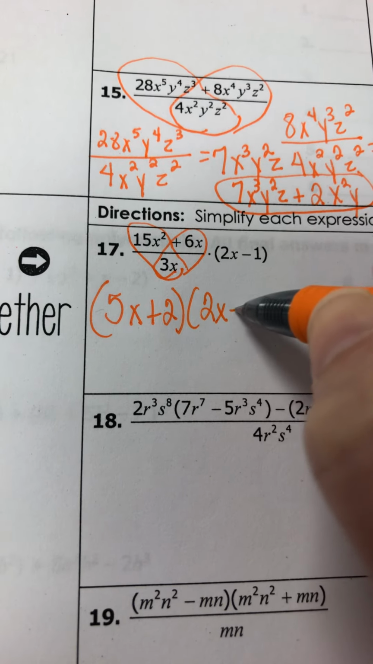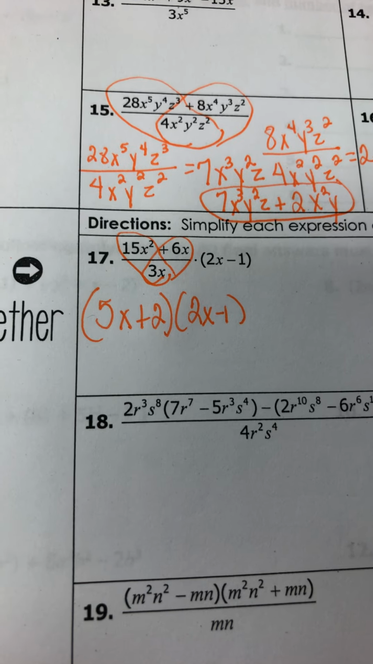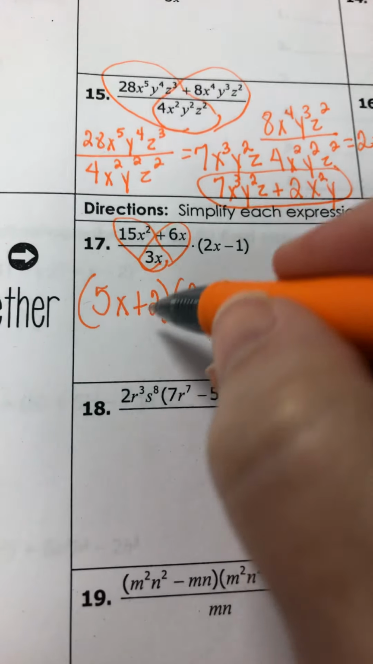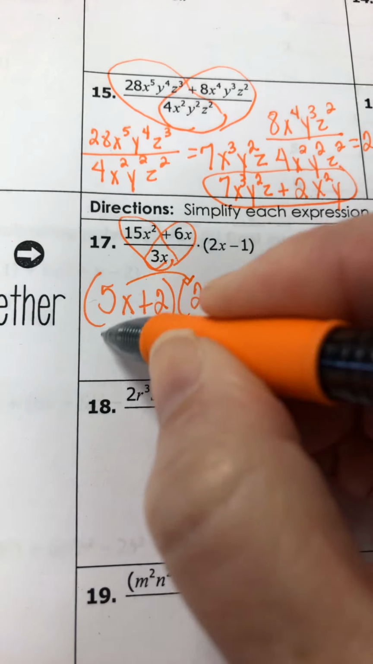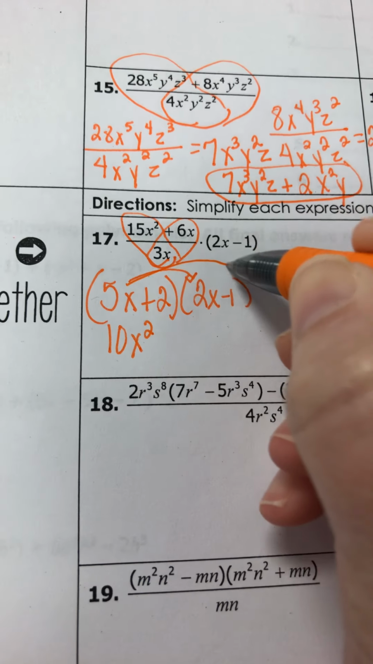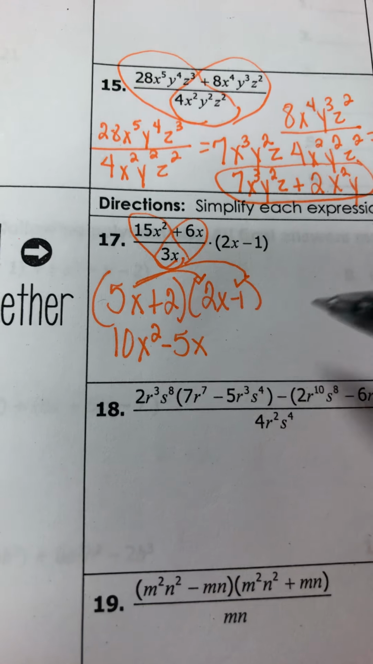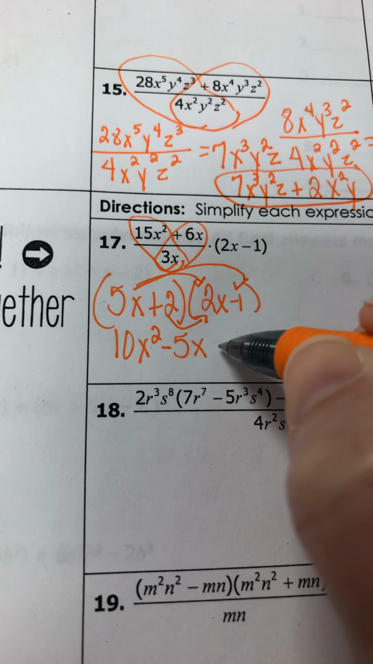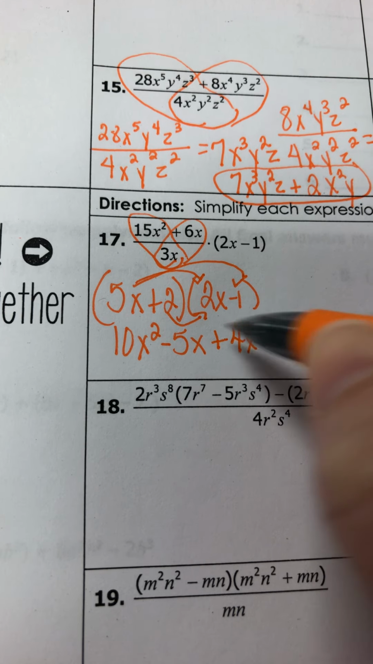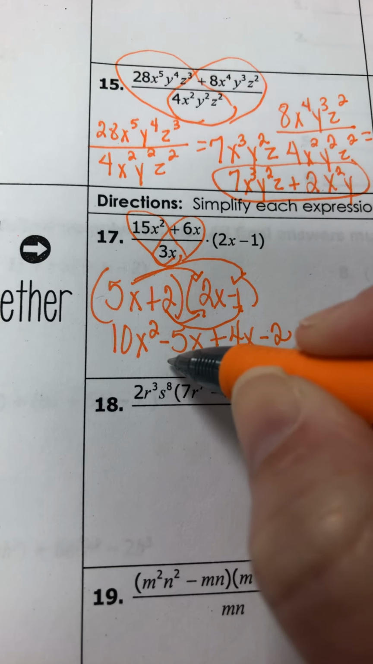You're asked to multiply it to 2x minus 1. This is a binomial times a binomial, which tells me I need to FOIL. First, 5 times 2 is 10. X times x is x squared. Outer, 5x times negative 1 is negative 5x. Inner, 2 times 2x is 4x. And then last, 2 times negative 1 is negative 2.